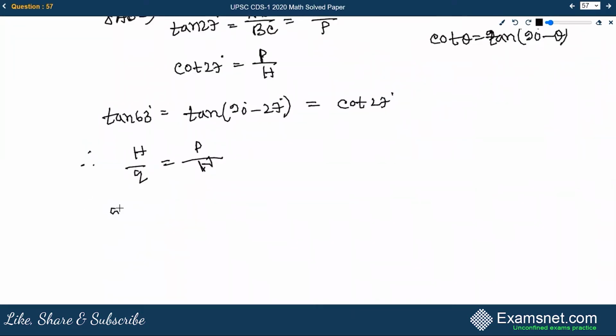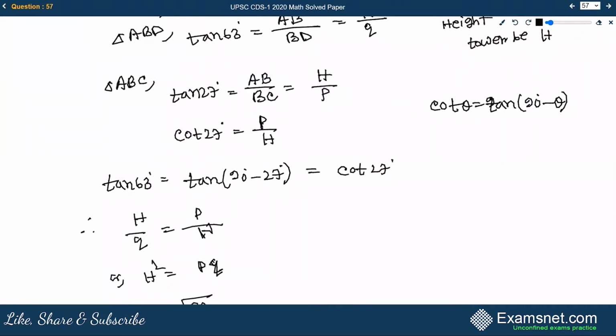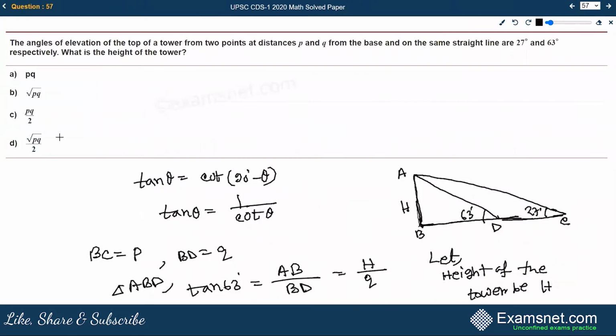So after doing the cross multiplication, we'll get H square equals PQ. So that means H equals root under PQ. So this is the height of the tower, root under PQ. So we got the value of H, that is root under PQ. Option B is the correct answer.